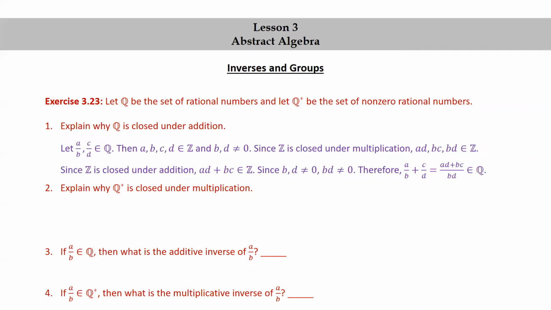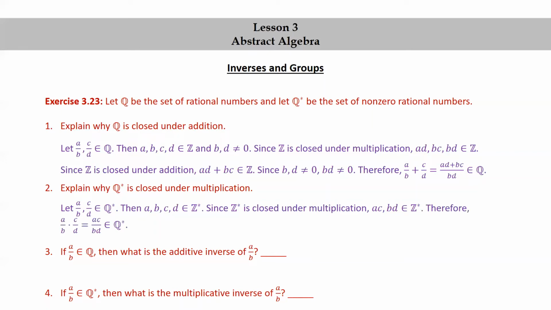Okay, now number 2. Let's explain why Q star is closed under multiplication. Let A over B and C over D be in Q star. Then A, B, C, and D are in Z star. They're all non-zero integers. Since Z star is closed under multiplication, AC and BD are both in Z star. Therefore, A over B times C over D is equal to AC over BD, which is in Q star.